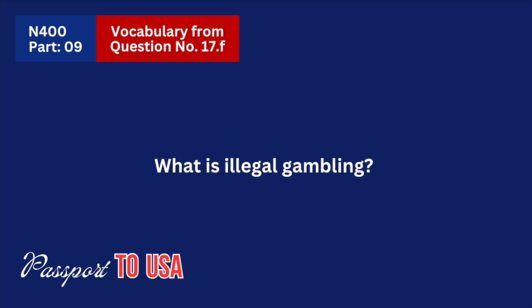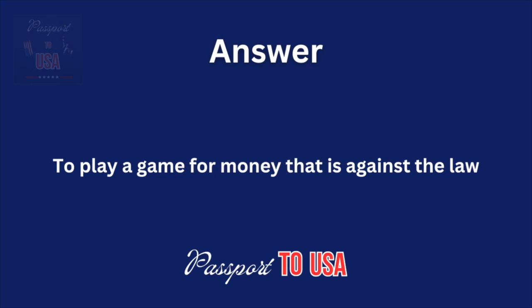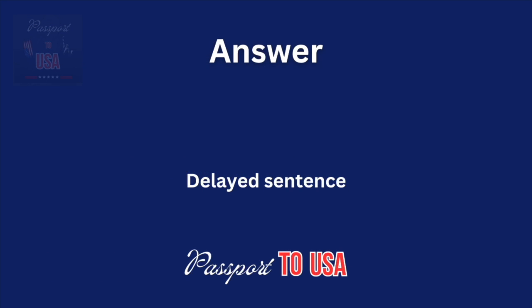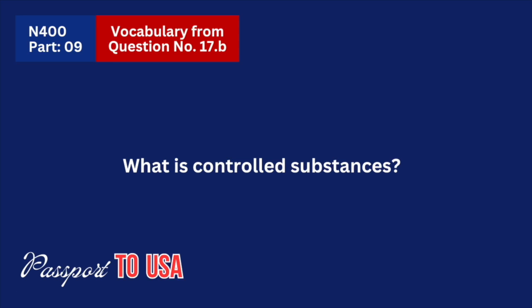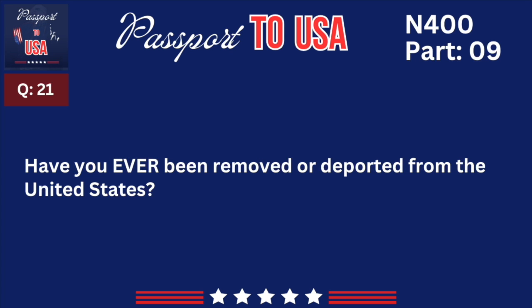What is illegal gambling? To play a game for money that is against the law. What is suspended sentence? Delayed sentence. What is controlled substances? Drugs regulated by the government. Have you ever been removed or deported from the United States? No.